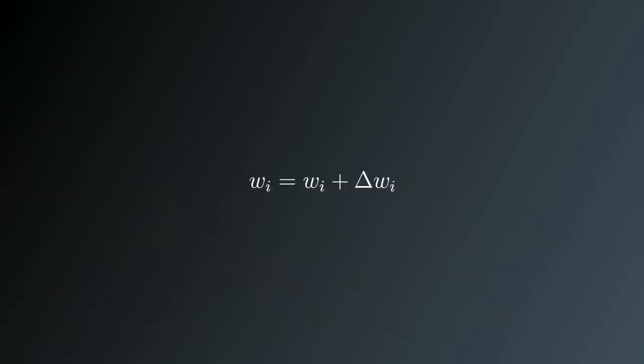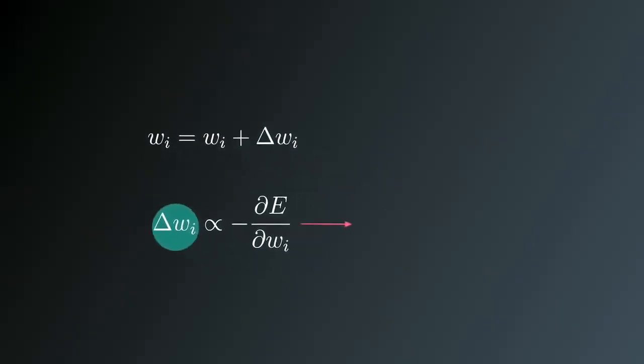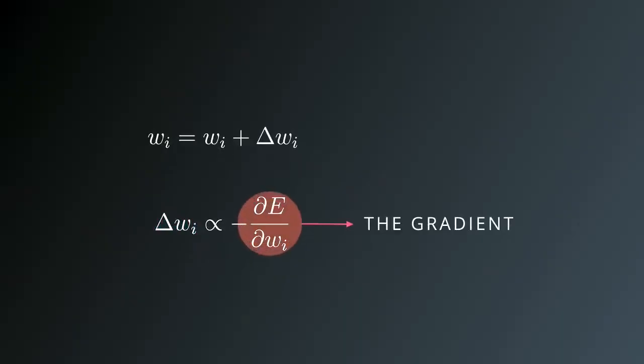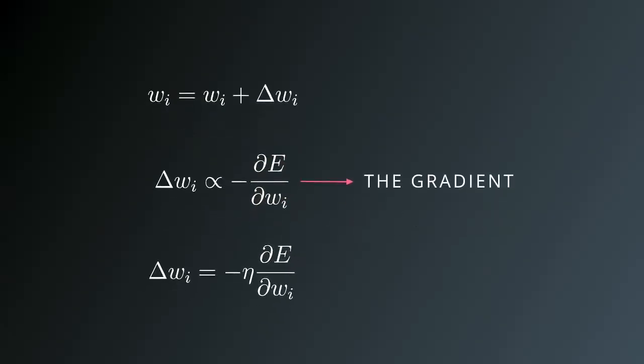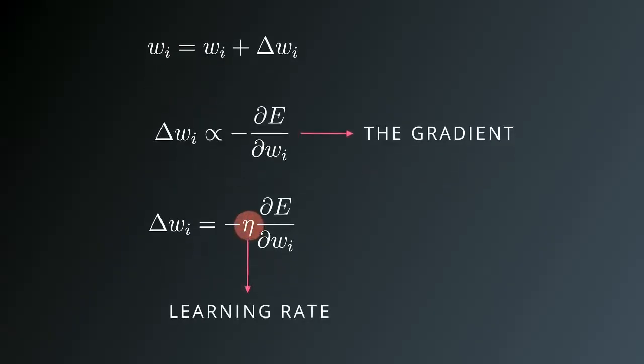We want to update the weight, so a new weight, wi, is the old weight, wi, plus this weight step, delta wi. This Greek letter delta typically signifies change. The weight step is proportional to the gradient, the partial derivative of the error with respect to each weight, wi. We can add an arbitrary scaling parameter that allows us to set the size of the gradient descent steps. This is called the learning rate, signified by the Greek letter eta.